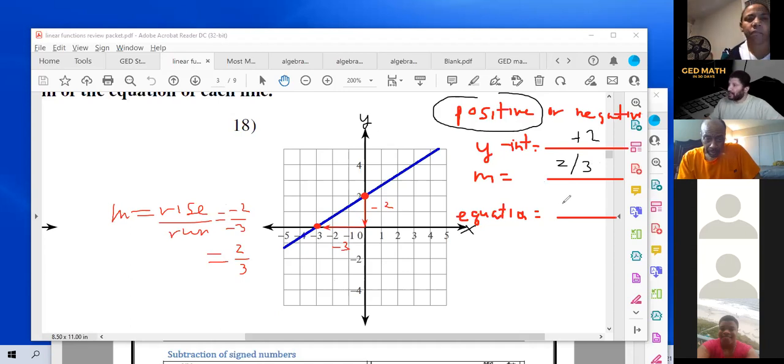What's my equation of the line? Y equals 2/3x plus 2. Perfect. Love it. That's how easy it is. But if I go up to 0.4, what am I supposed to get?